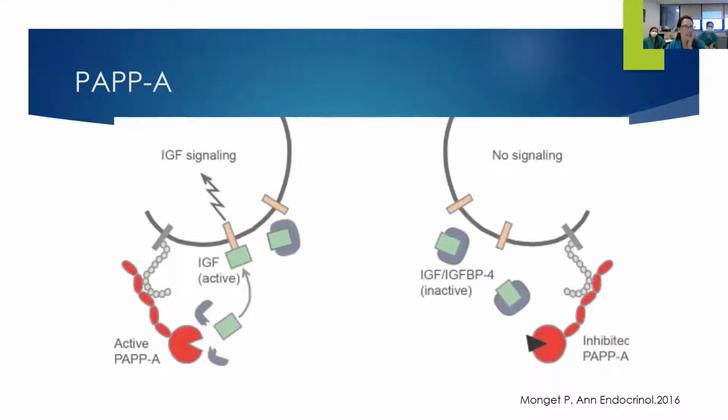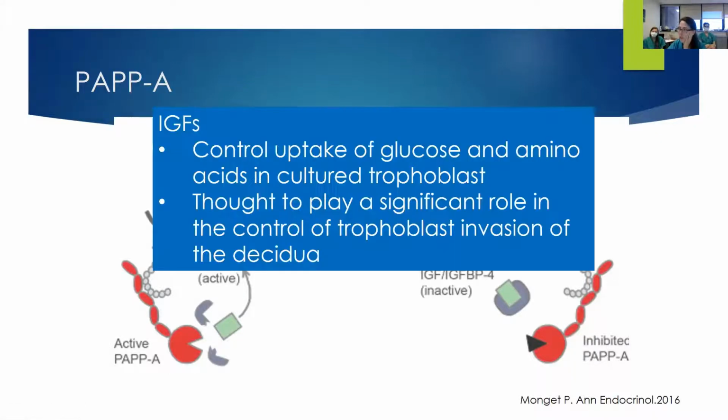So as I said, PAPA is a protease. You can see here that the insulin growth factor binding protein, the grade 1, is combined with the IGF. So what PAPA does is that it cleaves the insulin growth factor binding protein from the IGF, and it lets the IGF join its receptor. So that's why it is very important, because it allows the IGF to join the receptor and do all the functions. And IGFs, they are associated with control uptake of glucose and amino acids in cultured trophoblasts. And they are thought to play a significant role in the control of trophoblast invasion of the decidua.